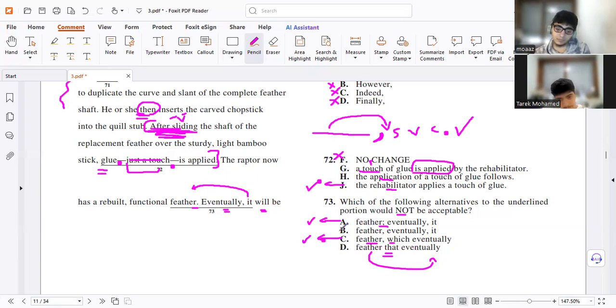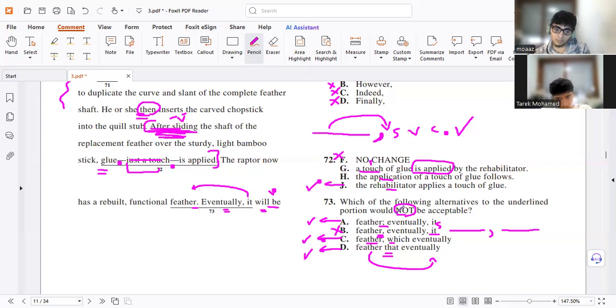But for letter B, it does not make sense because we have two complete sentences joined by a comma. Look, it has a subject and a verb, so it's a sentence. Here we have a comma only. So letter B is wrong. Imagine, that is not acceptable. That's all.